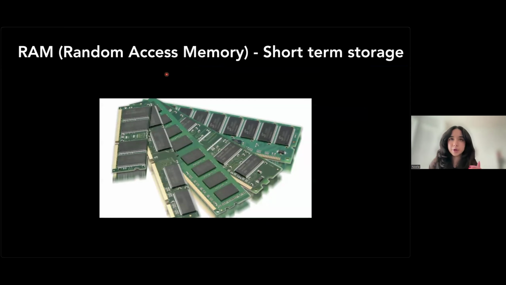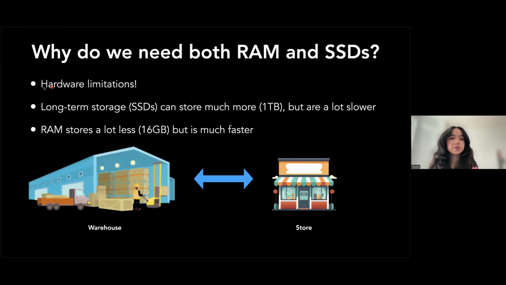So why do we have both? Well, it's really down to the hardware limitations. When we have long-term storage, we need to store a lot more data, but that also means it's going to be a lot slower. Whereas RAM typically stores a lot less, but is also a lot faster.